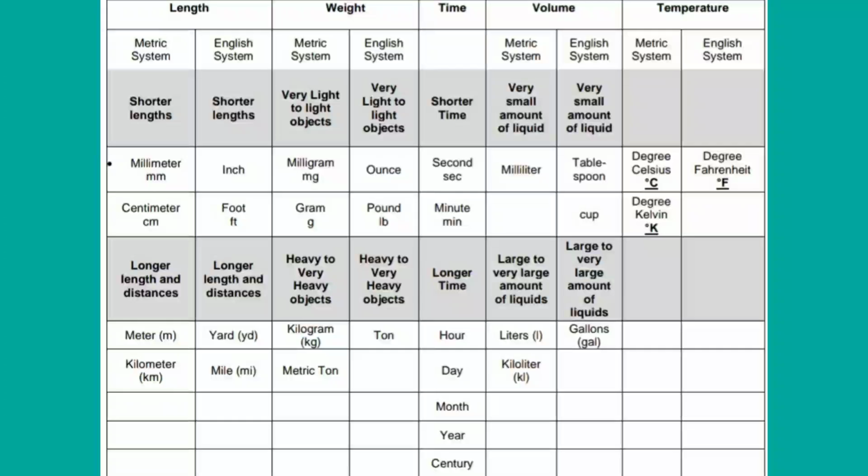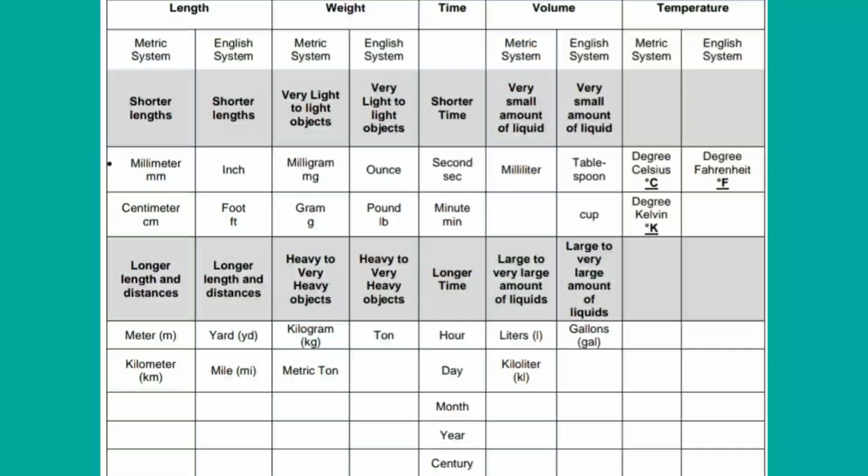Under weight, take a look at the column of weight. For very light to light objects, on the metric system, we have milligram and gram. For the English system, we have ounce and pound. Okay? For heavy to very heavy objects under weight, we have kilogram and metric ton.